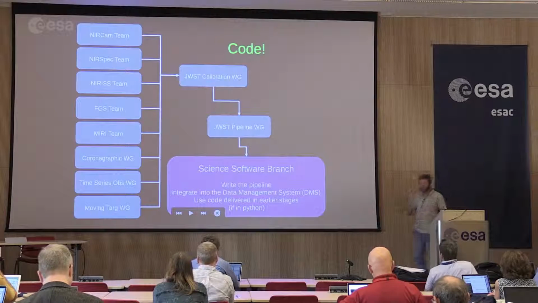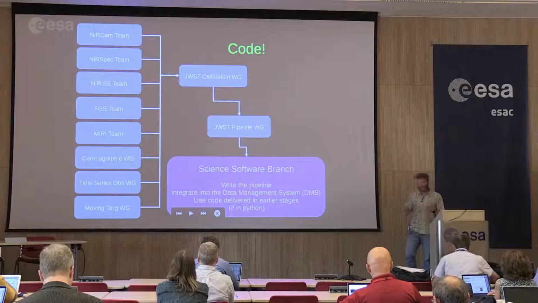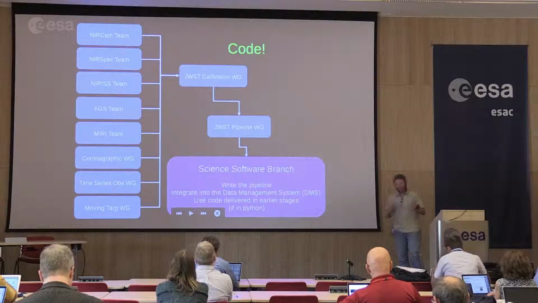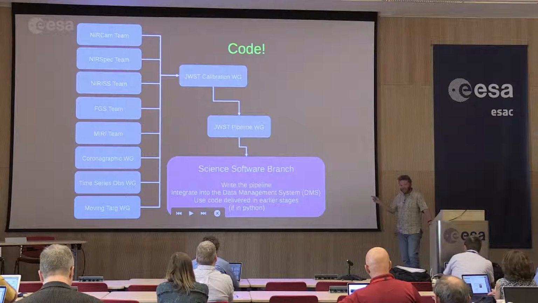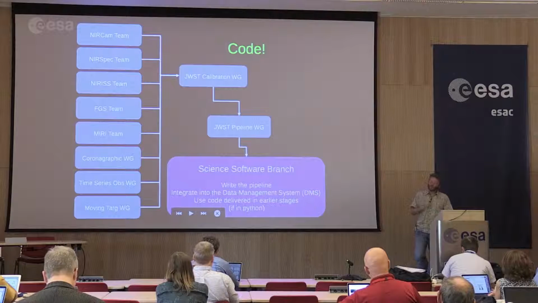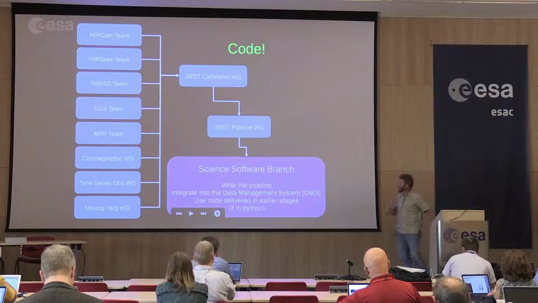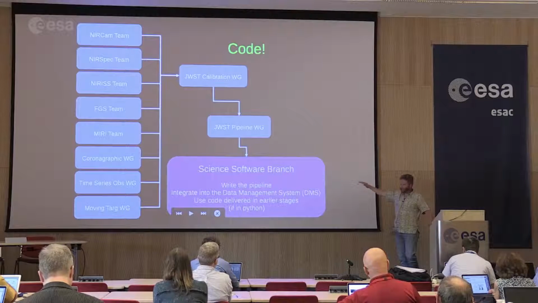And then the people who actually do the coding. I've done the coding on the MIPS pipeline in the past for Spitzer. It's a lot of fun, but I don't get to do that anymore, and that's probably a good thing. So we have the science software branch. These are actually professional coders. They really do different code and better code than we do, often. And so they have to write the pipeline. From a scientist's point of view, writing the pipeline is the algorithms.